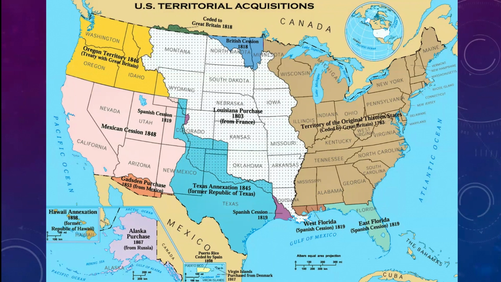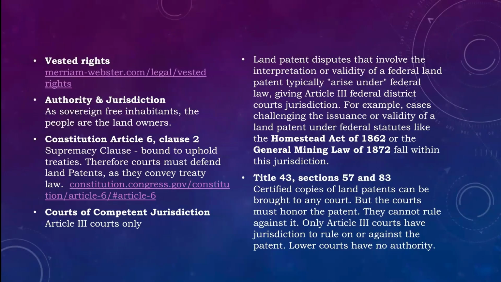There are different pieces here, but all of them come by treaty, every single one of them, whether purchased or won by war, usually a combination of the two. These are all land gained for the people of the United States of America, the country, by treaty, with all right, title, and interest intact. Vested rights. These are what are conveyed by treaty, and these are what are conveyed intact by land patent.